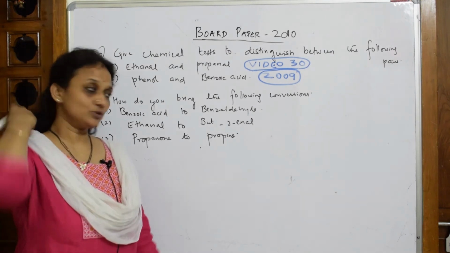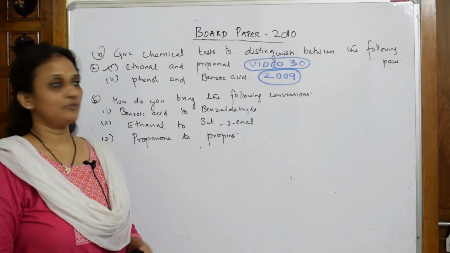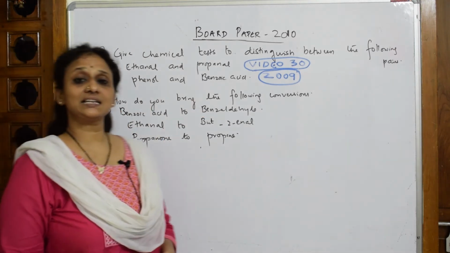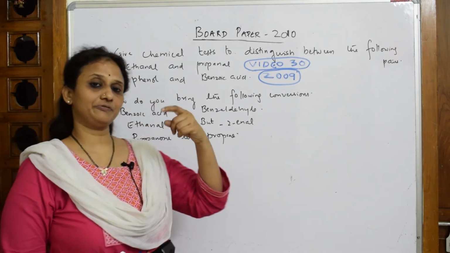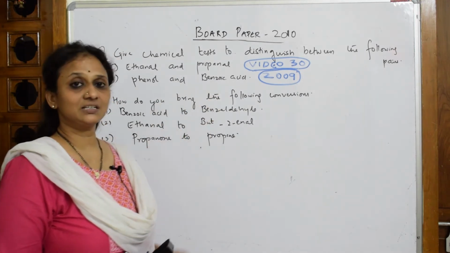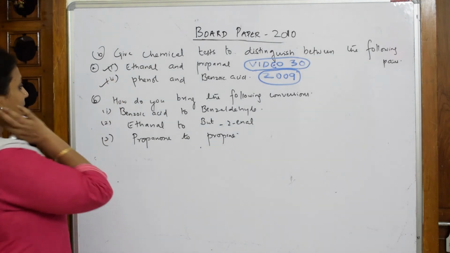I have clearly shown phenol and benzoic acid responding to the neutral FeCl3 test, where phenol gave a violet colour and benzoic acid gave a buff or brown colour precipitate, right? That is the ferric phenoxide ion complex. It is formed, and please watch that video for the 2009 paper. This is also done. Now let us come back to the next.